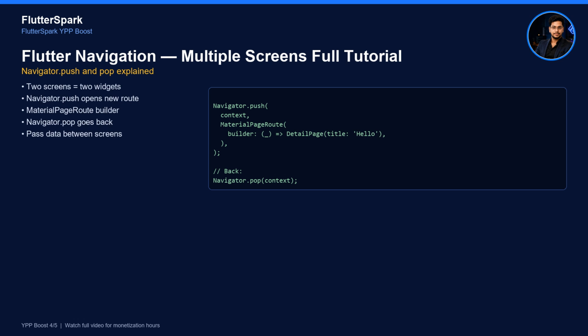This stack model is simple. Push adds, pop removes. Later you can learn named routes and go_router for bigger apps. But push and pop are the foundation.